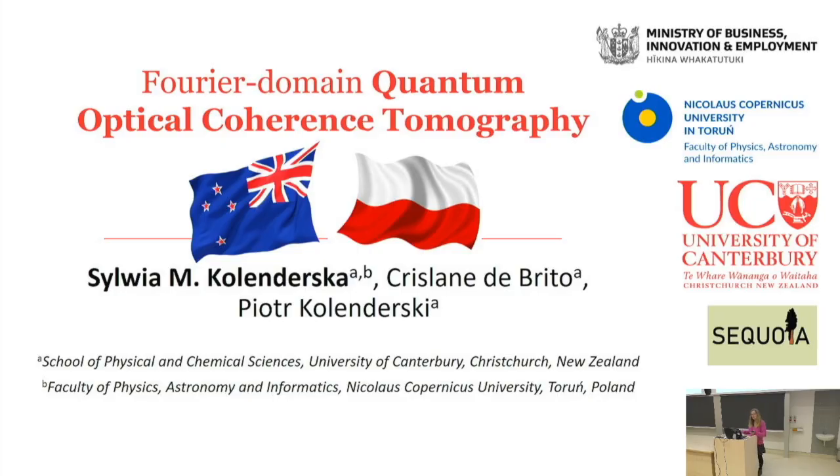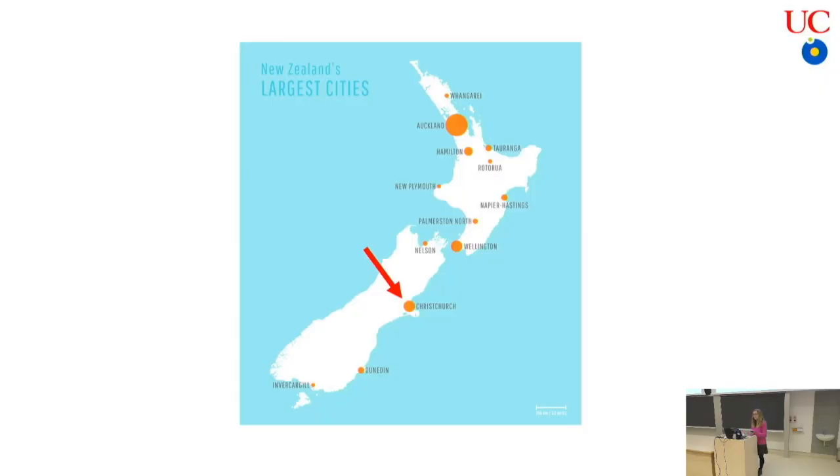Okay, so I'm partially at Nicolaus Copernicus University in Toronto, but for most of the year, every year, I can be found in New Zealand. So it is the country with 2 islands that can be found close to Australia, and Christchurch is on the better South Island.